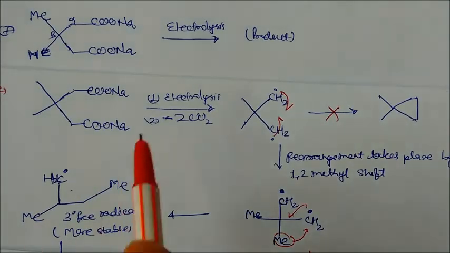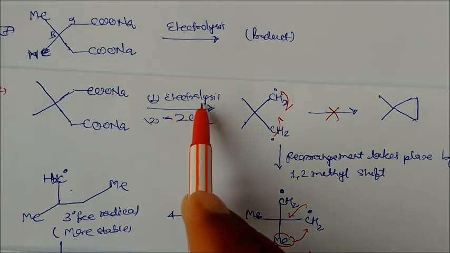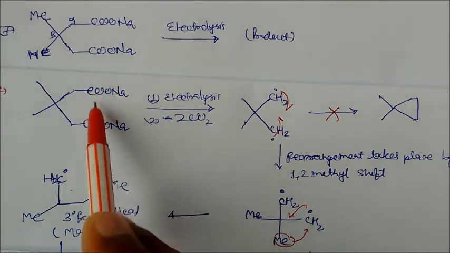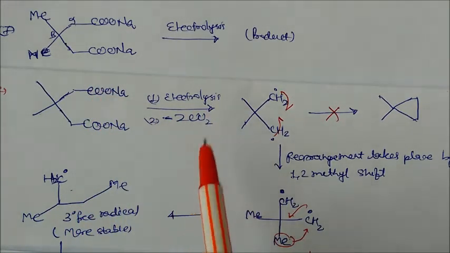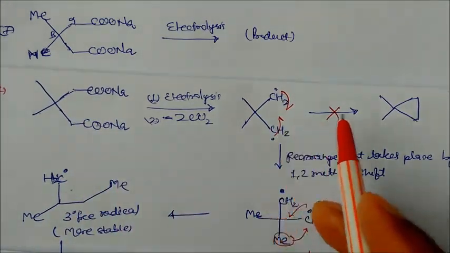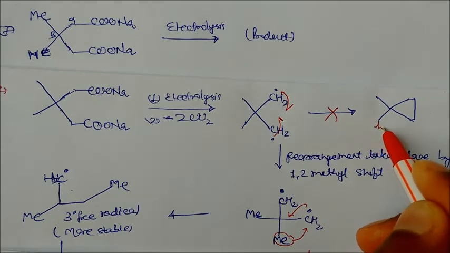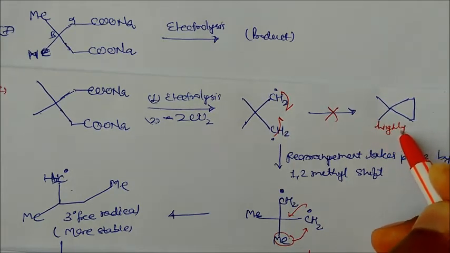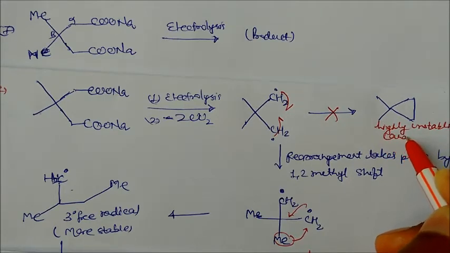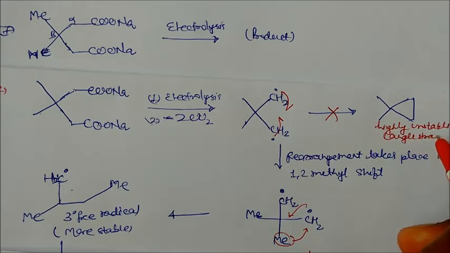So same thing, under electrolysis, the 2CO2 will be released as CO2, and this will convert into 2 free radicals. So this is not possible, because this will be highly unstable because of angle strain. So you can write here angle strain. Because of angle strain, this will be highly unstable.